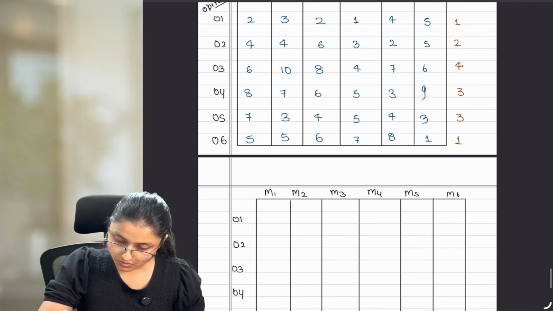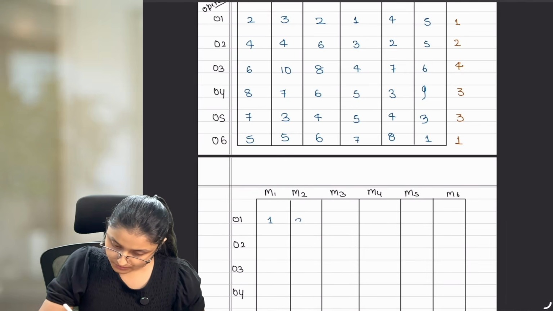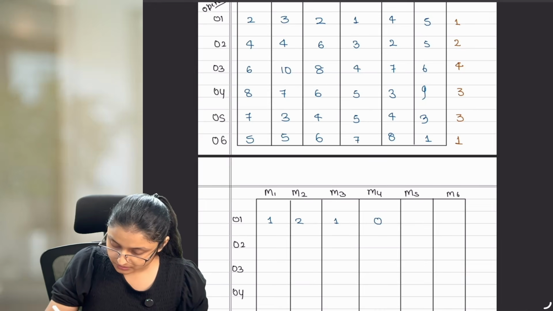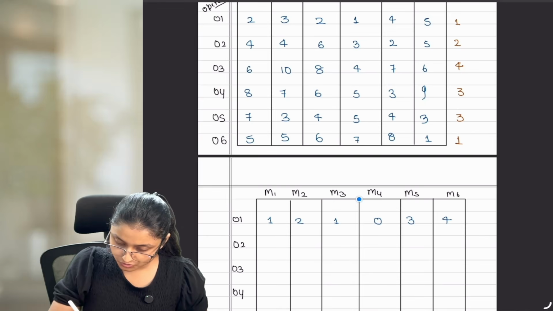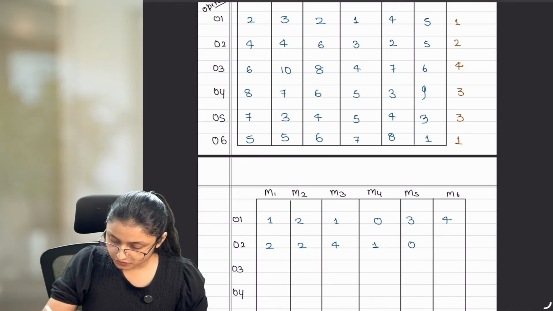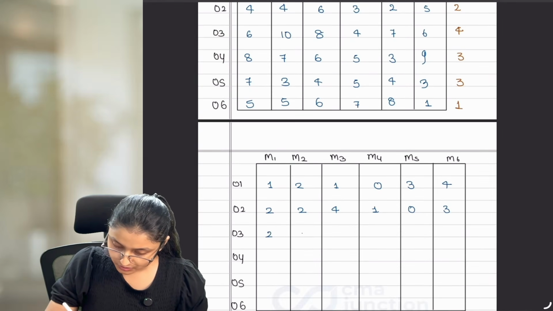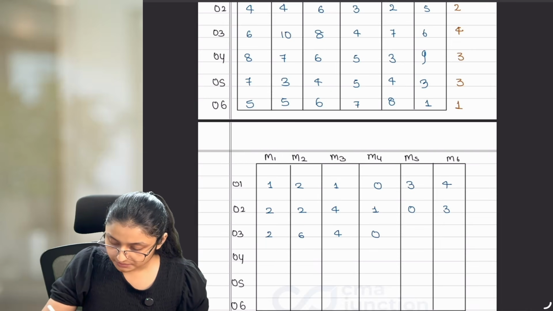So 2 minus 1 is 1, 3 minus 1 is 2, 2 minus 1, 1, 1 minus 1, 0, 4 minus 1, 3, 5 minus 1, 4. Next, 4 minus 2, 2, 4 minus 2, 2, 6 minus 2, 4, 3 minus 2, 1, 2 minus 2, 0, 5 minus 2, 3. 6 minus 4 is 2, 10 minus 4 is 6, 8 minus 4, 4, 4 minus 4, 0, 7 minus 4, 3, 6 minus 4, 2.